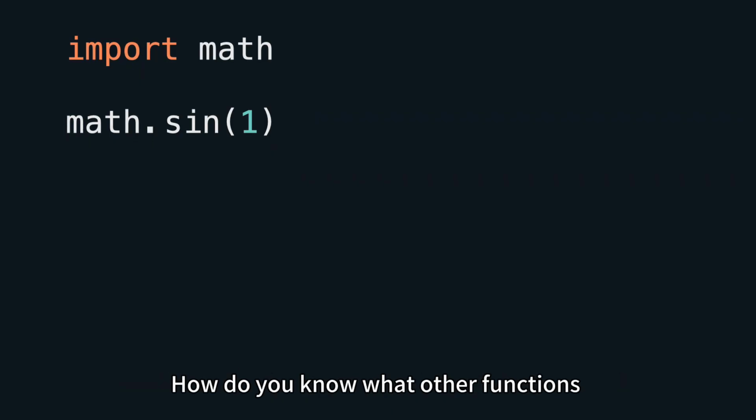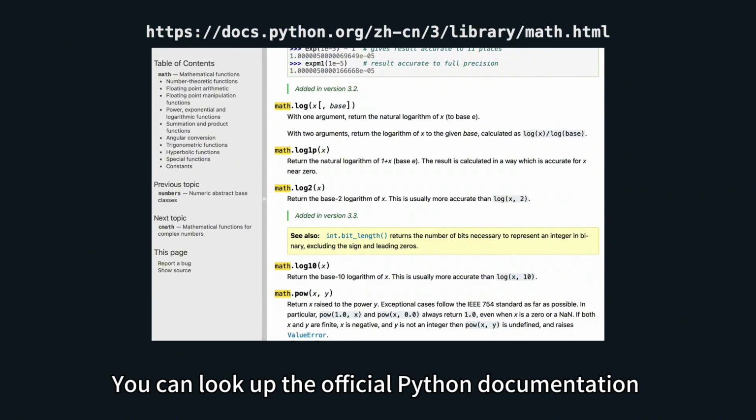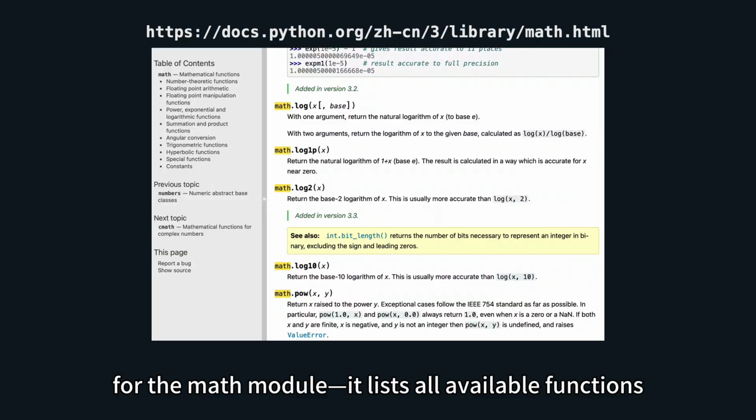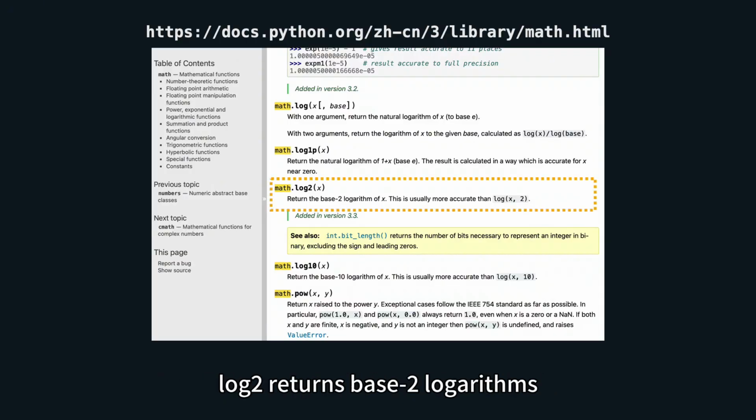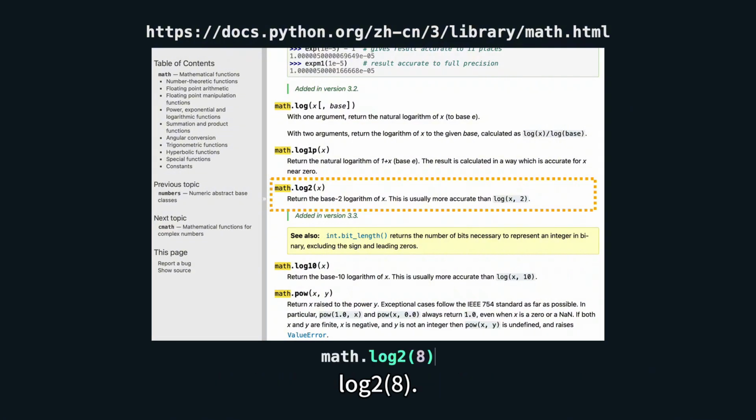How do you know what other functions the math module supports? You can look up the official Python documentation for the math module. It lists all available functions. For example, if the doc says math.log2 returns base-2 logarithms, then the log base 2 of 8 is written as math.log2(8).